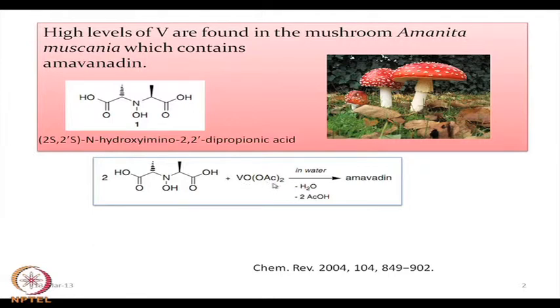vanadyl acetate anion in water, so vanadyl acetate in water gives rise to removal of one water molecule and one acetic acid, giving rise to vanadine. So, in the same way, what we have seen just now, for imino-diacetic acid, where the NOH group is not present, only the NH function is present, two such molecules can bind to the vanadium center to give this particular type of octahedral compound as vanadine.